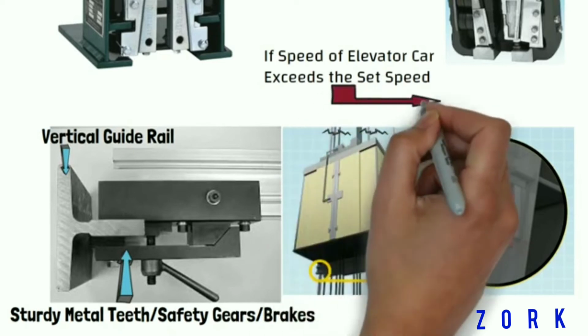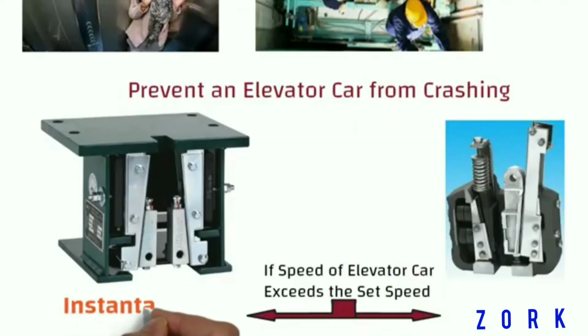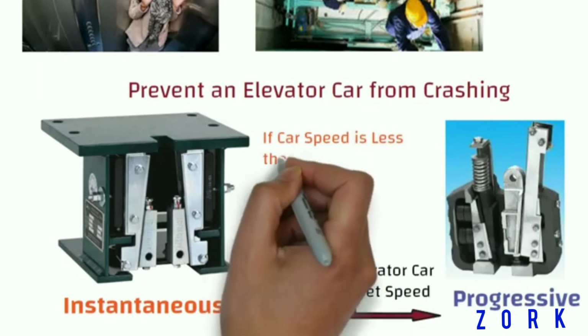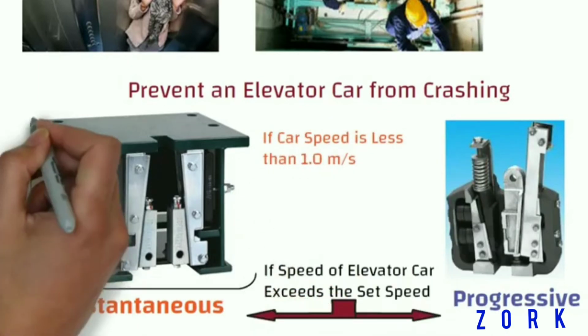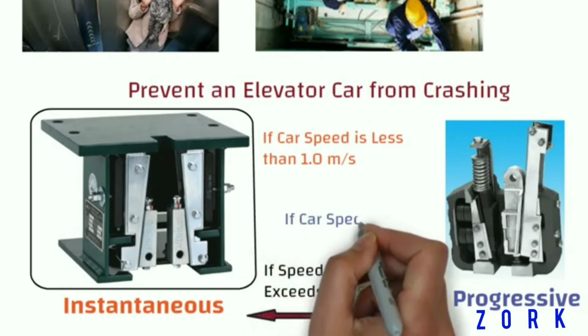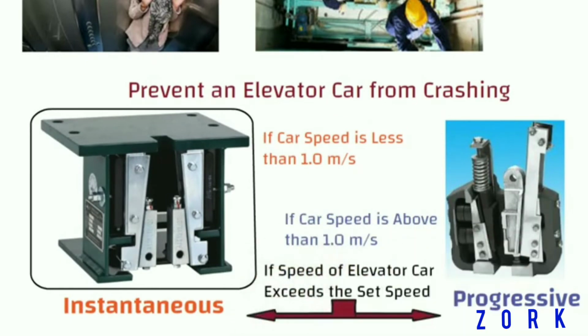Lift safety gears are of two types: instantaneous and progressive. If the car speed is less than 1 meter per second, then instantaneous type of safety gears are used. And if the car speed is above 1 meter per second, then progressive type safety gears are used.